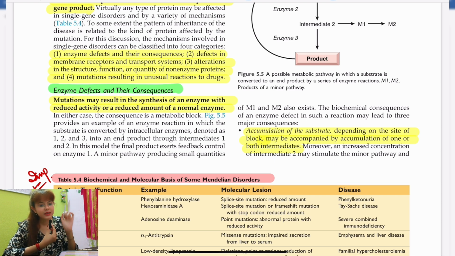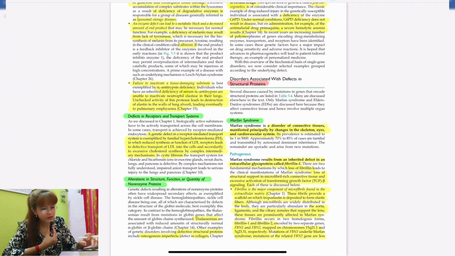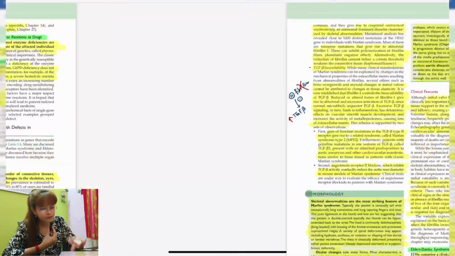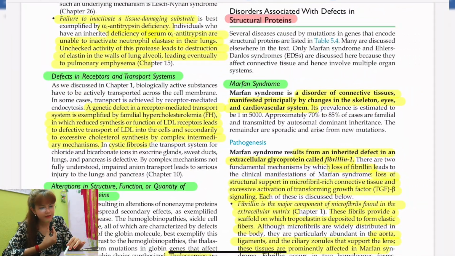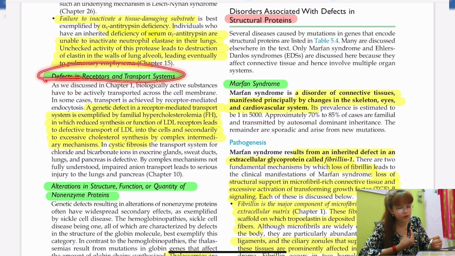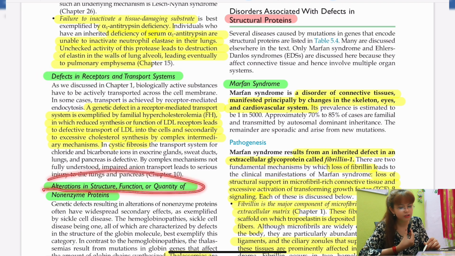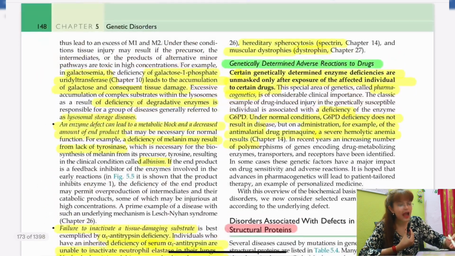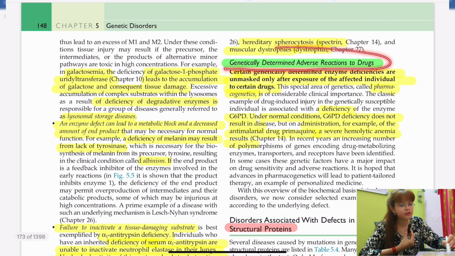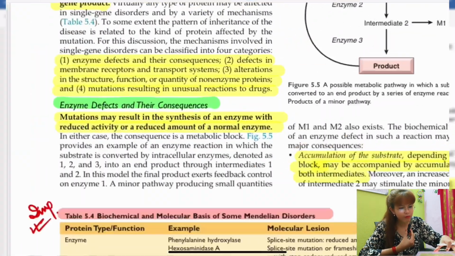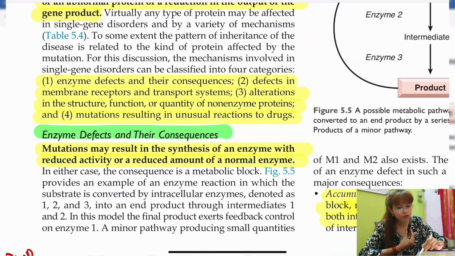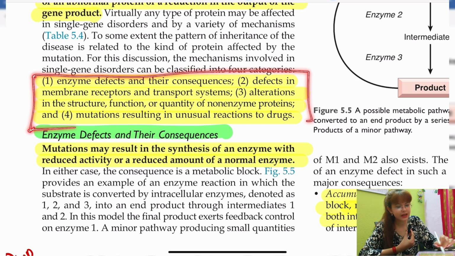So what can be the mechanisms for single gene disorders? Number one, there can be enzyme defects and their consequences. Number two, there can be defects in membrane receptors and transport. Then, alteration in the structure, function and quality of proteins, and genetically determined adverse reactions to drugs. These are the four mechanisms by which these single gene defects happen.